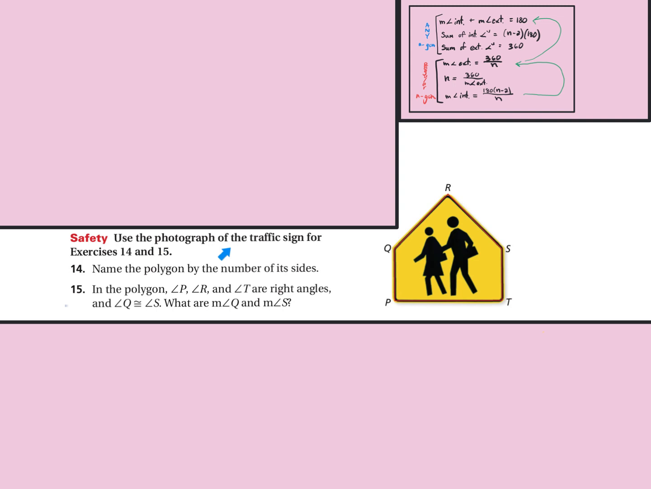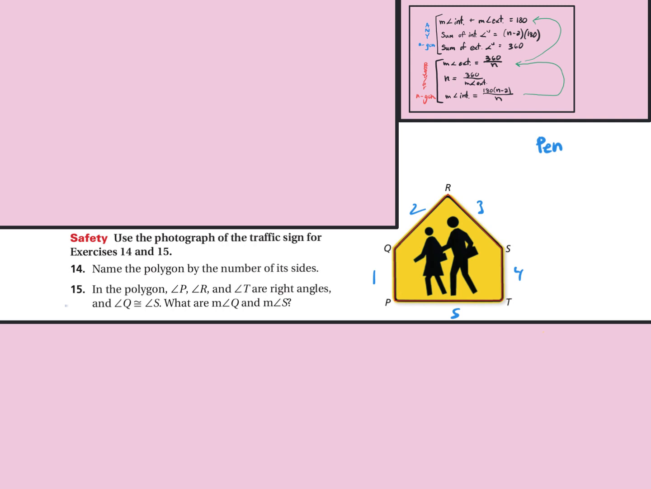For the last two examples, we'll use this photograph of a traffic sign, and let's begin with number 14. Let's name the polygon by the number of sides. Well, there's 1, 2, 3, 4, 5. So there are 5 sides. That would make it a pentagon.